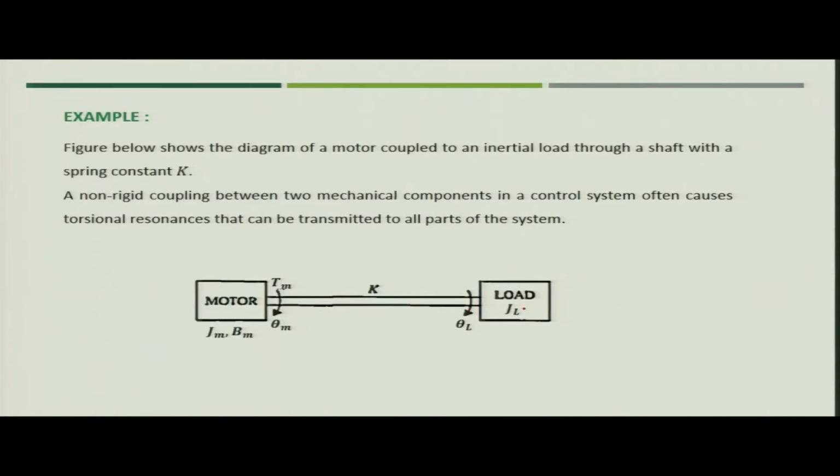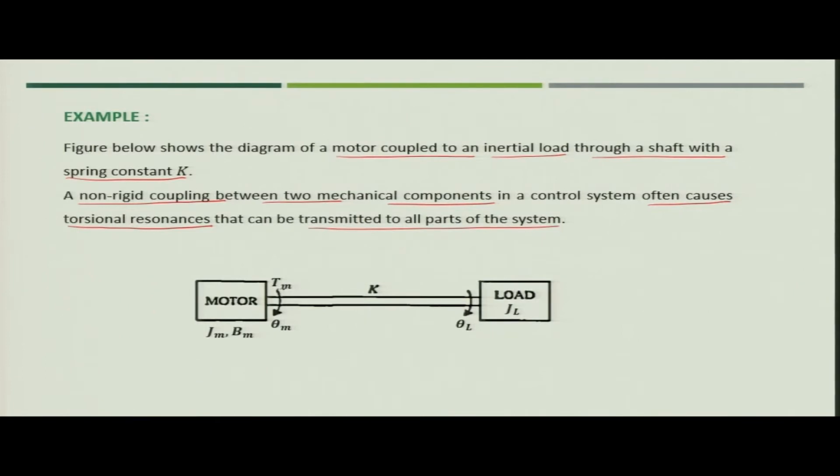Now, Tm is the mechanical torque applied by the motor and theta L is the displacement at any time t for the load which is having inertia equal to JL. Motor inertia is Jm and viscous friction coefficient is Bm. In this case the motor is coupled to an inertial load through a shaft with the spring constant K. The non-rigid coupling between two mechanical components which we see here often causes torsional resonance that can be transmitted to all parts of the system.